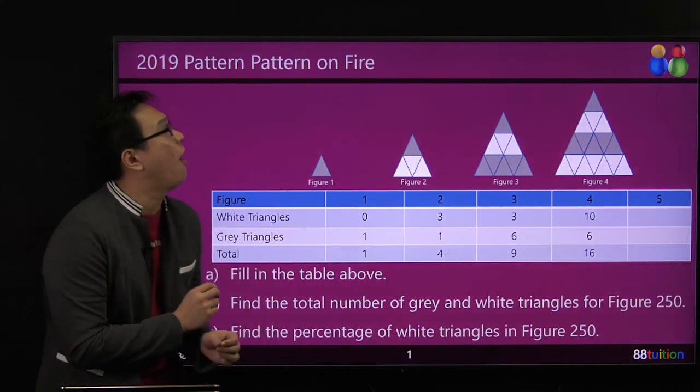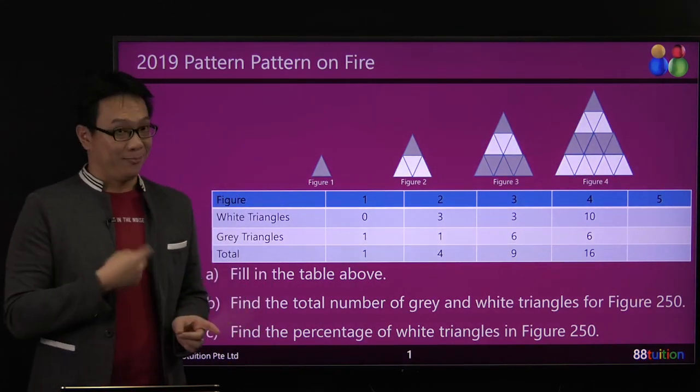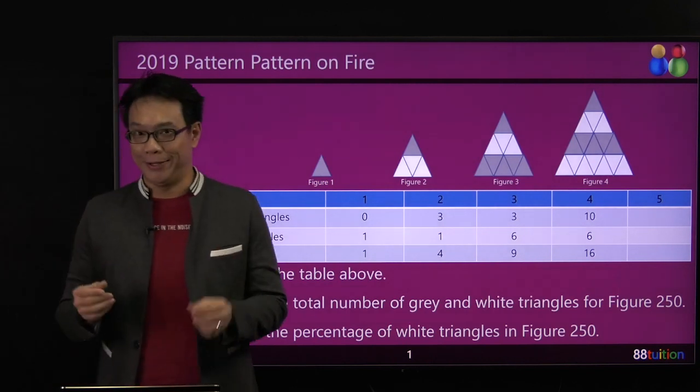2019, pattern on fire. Wow. All right, remember this question? Okay, it's quite hot, right? I know, that's why it's on fire.